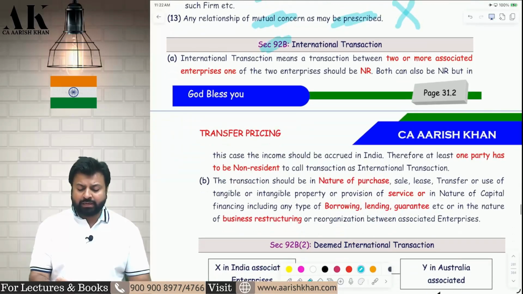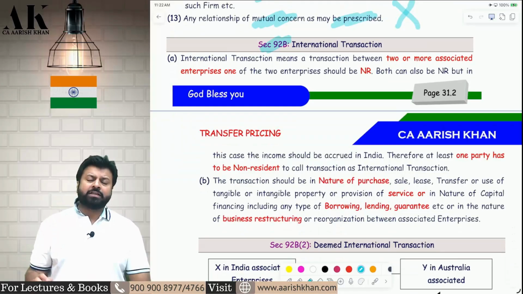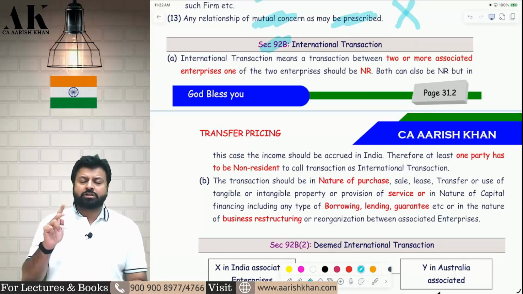Now let's talk about international transaction. Because what is written in subsection 1? Any income arising from international transaction shall be computed based on arm's length price. So what is international transaction? There are 2 points in international transaction. Subsection 1 talks about the definition of international transaction and subsection 2 talks about the definition of deemed international transaction.